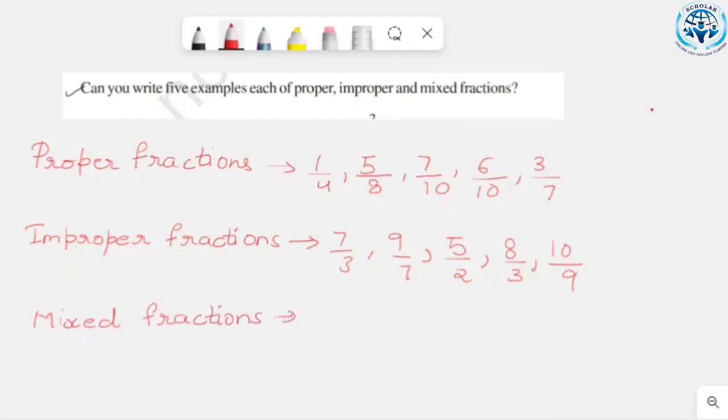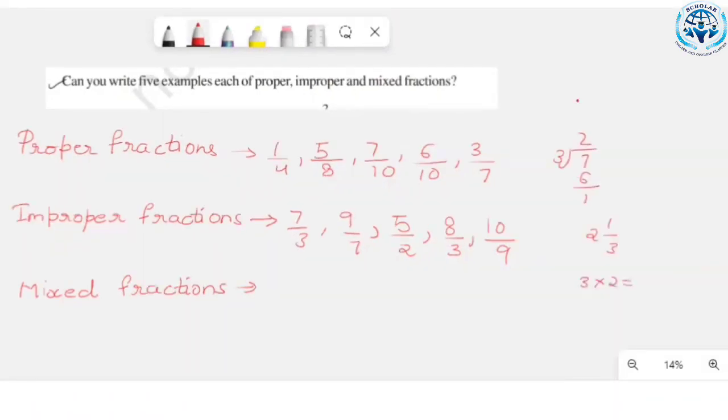Now, mixed fractions. I have already told you that improper fractions can be converted into mixed fractions. I am doing the same. The mixed fractions are 2 1 by 3, 1 2 by 7, 2 1 by 2, 2 2 by 3 and 1 1 by 9. That means 9 1 ja 9 plus 1 is 10, 10 by 9.